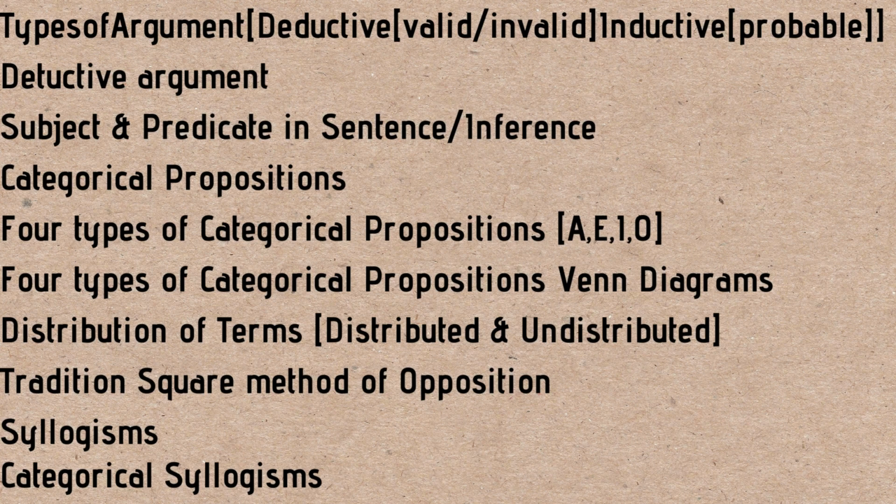We also saw Venn diagrams for these four types of categorical propositions, and we have seen about distribution of terms. What is the distribution of terms? If a term is distributed, it says something definite about all members of that category. Undistributed means it does not say something definite about all members of that category. We have also seen this in the previous video. And next we have seen the traditional square of opposition, and in that we further discussed contrary, subcontrary, subalternation, and contradictory.